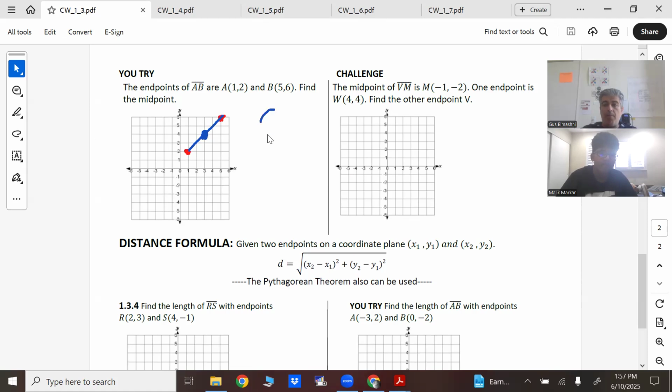So 3 comma 4 is your endpoint here. Sometimes if you just draw, that helps. You could just see it. But if you think about 1 plus 5 over 2 equals 3, 2 plus 6 divided by 2 equals 4.